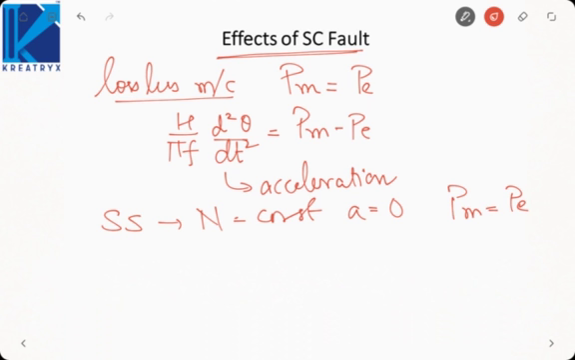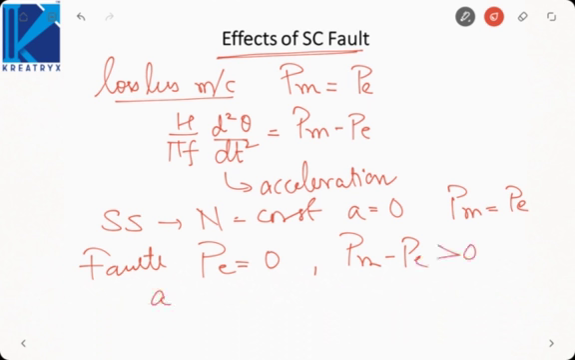Now what happens as fault occurs? Suppose a three-phase short circuit fault occurs. Then the entire current will go into the fault. Hence the electrical output of the machine is reduced to 0. Then Pm minus Pe will be greater than 0, due to which acceleration will be positive and due to which speed will increase. So actually the rotor speed will be higher than the synchronous speed in case of a three-phase short circuit fault. And if rotor speed increases, the frequency will also increase.